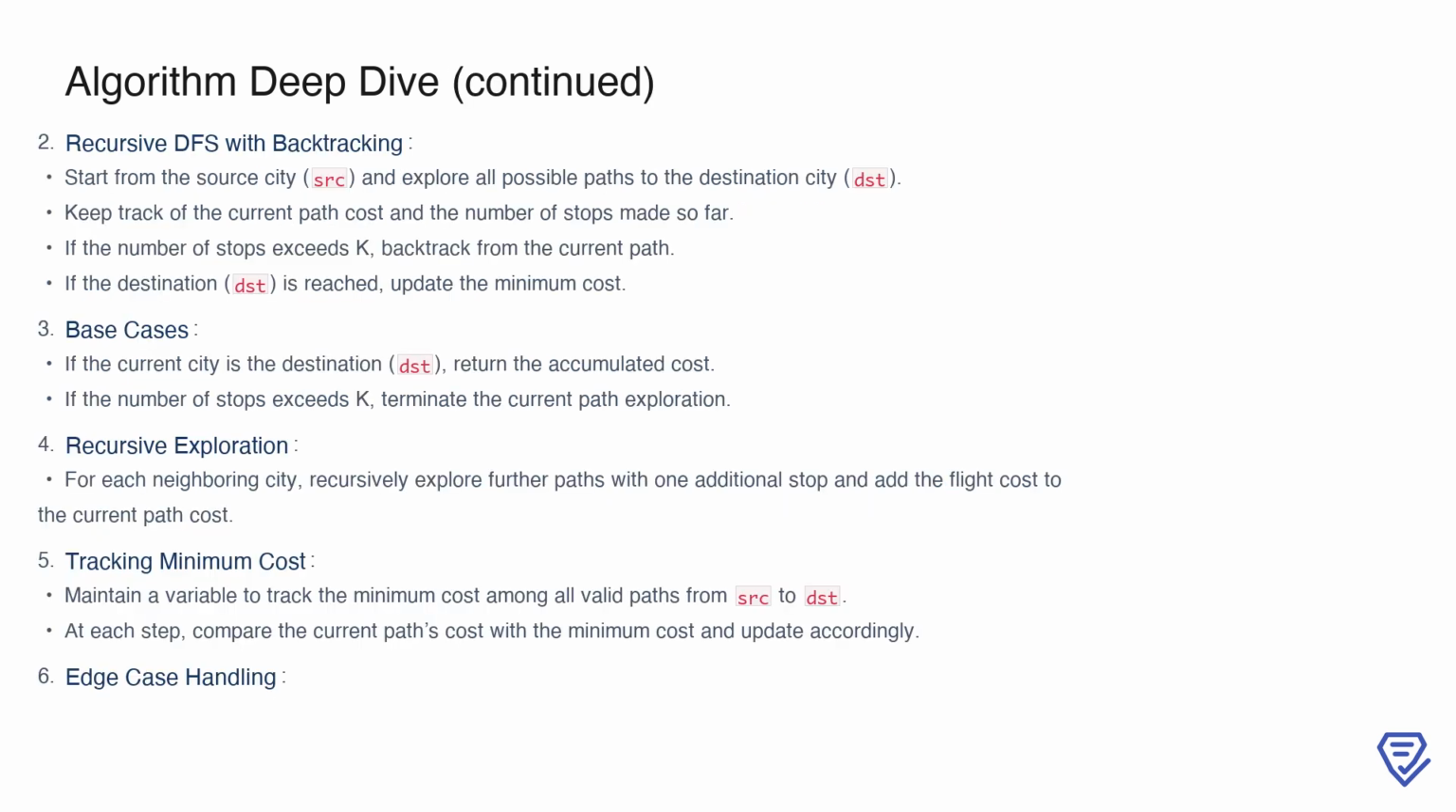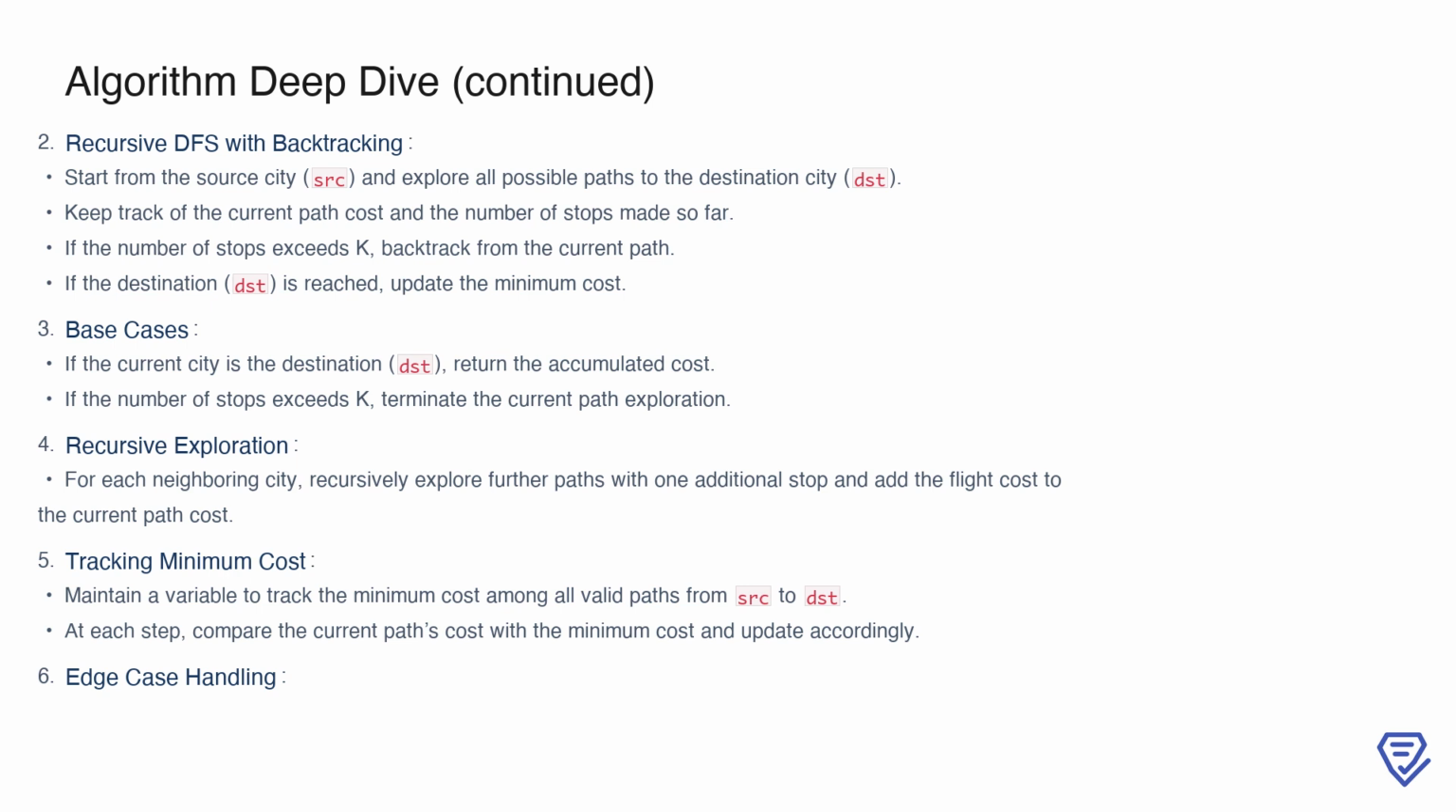Next, we approach the solution using a recursive depth-first search (DFS) with backtracking. Starting from the source city, we explore all possible paths to the destination city. Along the way, we track the current cost and the number of stops made. If the number of stops exceeds k, we backtrack to avoid invalid paths. When the destination is reached, we calculate the total cost of the path and update the minimum cost if the new path is cheaper. The recursive process continues by exploring each neighboring city from the current city, adding the flight cost to the current path cost and incrementing the stop count.